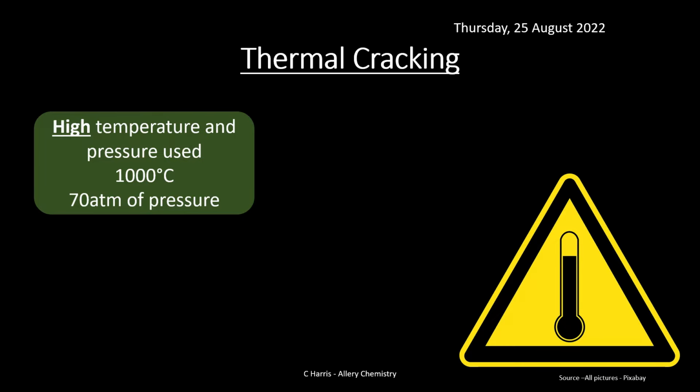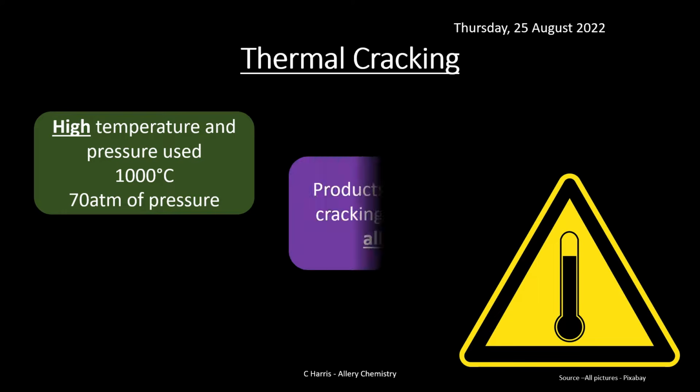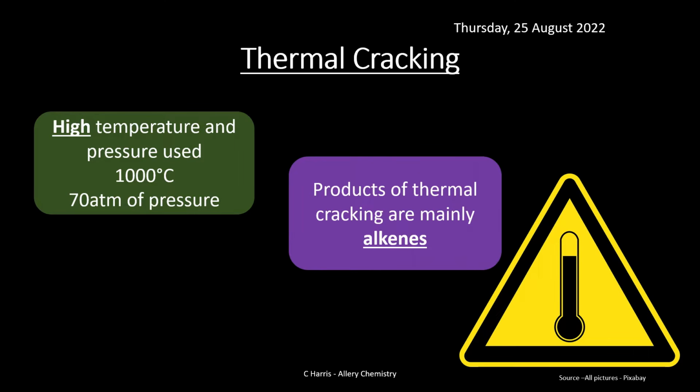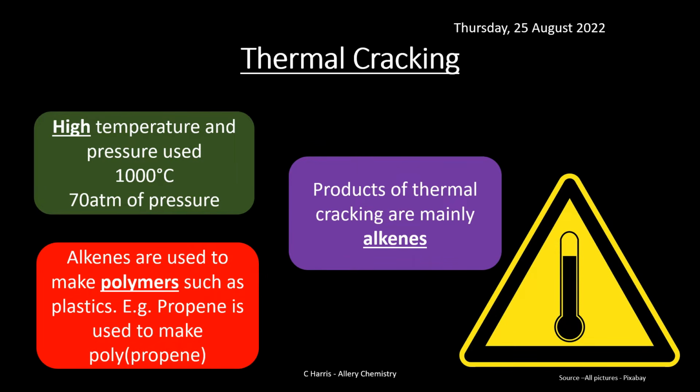So high temperatures are needed for this type of cracking. We need high pressures as well, about 70 atmospheres of pressure. So that's quite a lot of pressure. And the products of thermal cracking are mainly alkenes. Okay, so we don't really produce a lot of alkanes, but we produce an awful lot of alkenes.